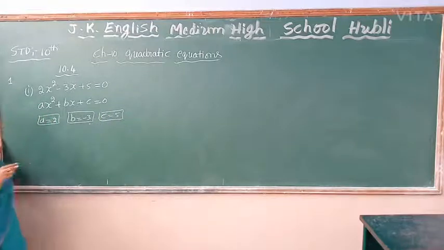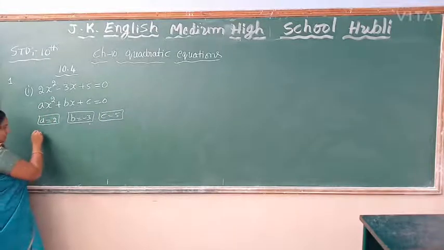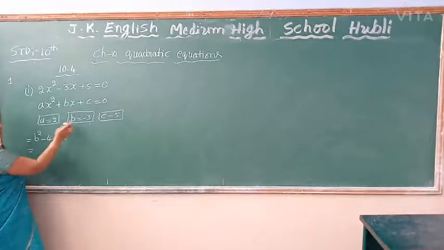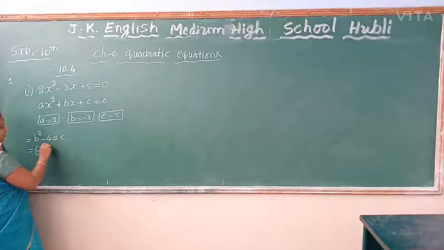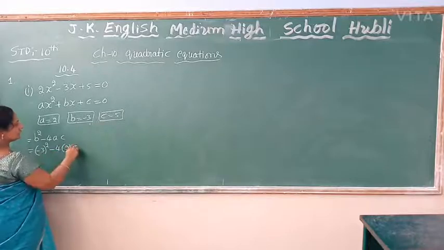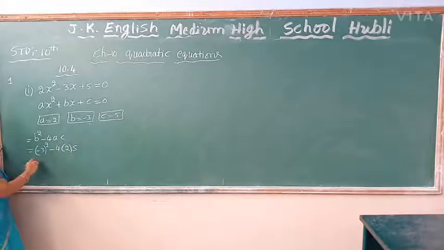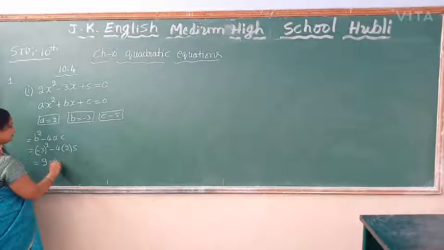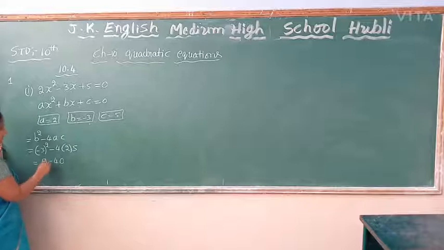Now find the value of b square minus 4ac, the discriminant. B square means minus 3 whole square, 4a means 4 times 2, and c means 5. Substitute the values and simplify. Minus 3 whole square is plus 9. 4 2s are 8, 8 5s are 40. So 9 minus 40, I got the b square minus 4ac value as minus 31.